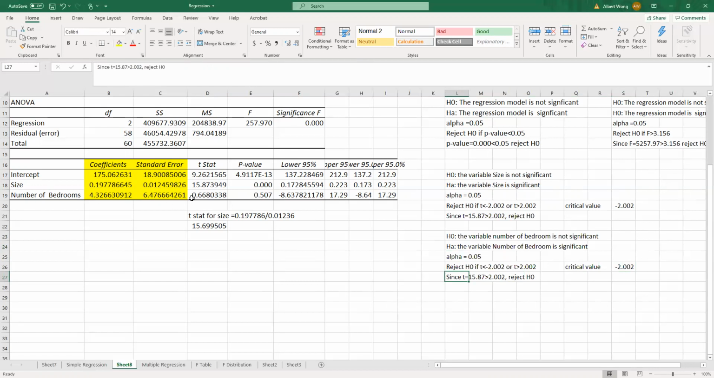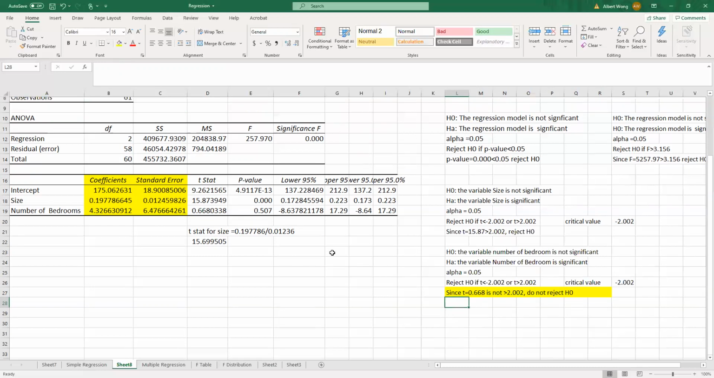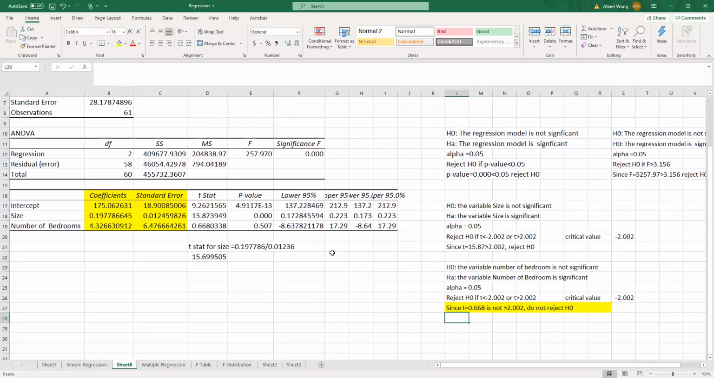The degree of freedom is the same, but the test statistic is different. The test statistic for number of bedrooms is 0.668. Is 0.668 bigger than 2.002? It's not. So therefore, we do not reject the null hypothesis. The logic is exactly the same. The difference is that the test statistic is much smaller and not bigger than 2.002, so you do not reject. This is how you assess the statistical significance in a regression model.